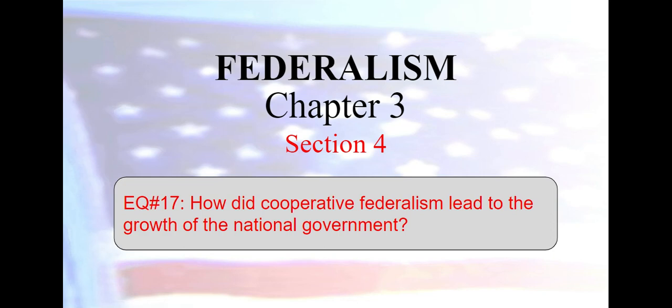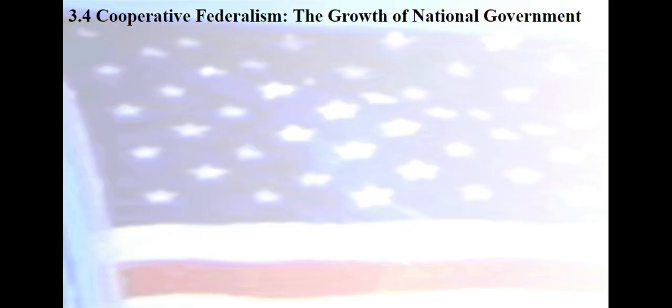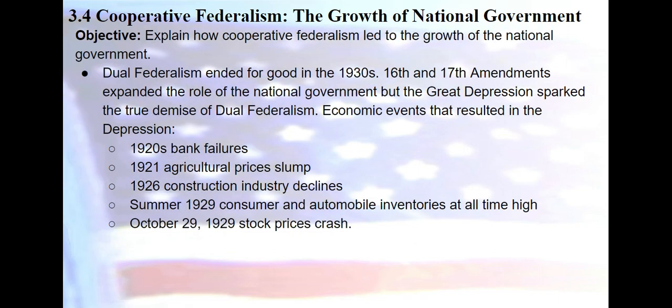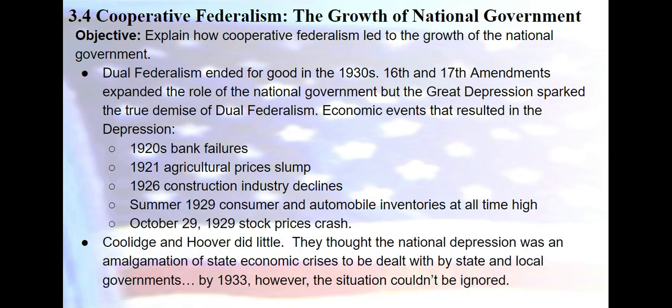So now we're talking about the era of the New Deal, an era a lot of you are very familiar with. Dual federalism ended for good in the 1930s. Yes, the 16th and 17th Amendments expanded the role of the national government and chipped away at dual federalism, but the Great Depression sparked the true demise of dual federalism.